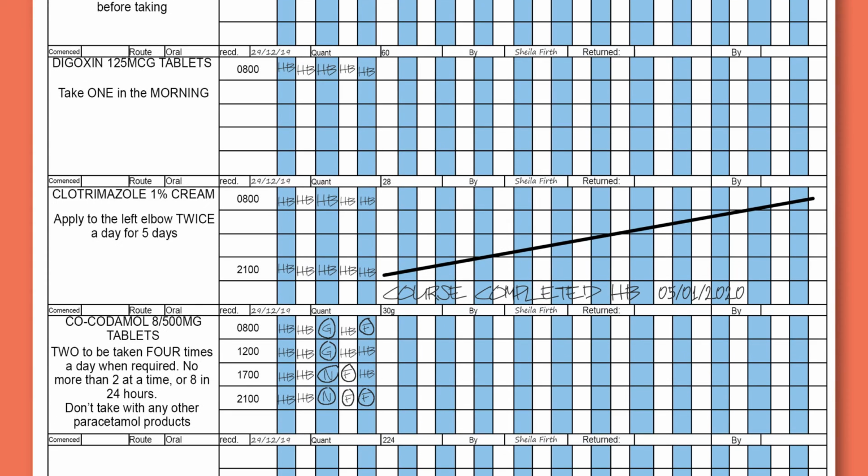For medications prescribed as a short course, for example, apply to the left elbow twice a day for 5 days, as documented on this MAR chart example here, it's a good idea to cross out the non-administration days or the end of the course. As you can see here, the medication has been signed for the 5 days, a line crossed through the end of the course, and documented on the MAR chart course completed with the signature of the individual.